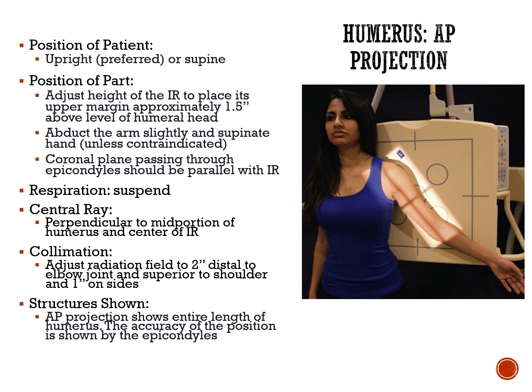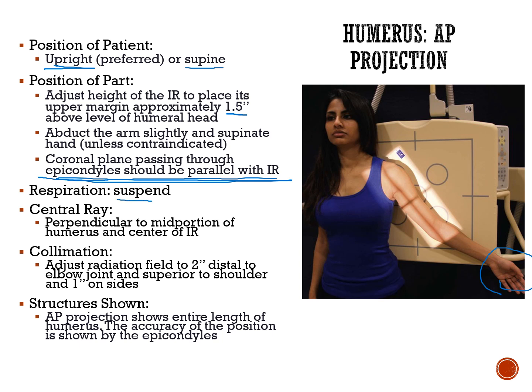So here's the AP projection of the humerus. We're going to prefer this to be performed upright just for patient comfort, unless the patient cannot stand, then we'll do the supine. We want to make sure that the upper margin of the image receptor is approximately 1.5 inches above the humeral head. We want to abduct the arm slightly. We want to supinate the hand unless contraindicated due to trauma. If that would be the case, that would be a neutral instead. And you want the epicondyles to be parallel with the image receptor, something very important. That's the same thing as we have with the elbow and also with the forearm for the AP projection.